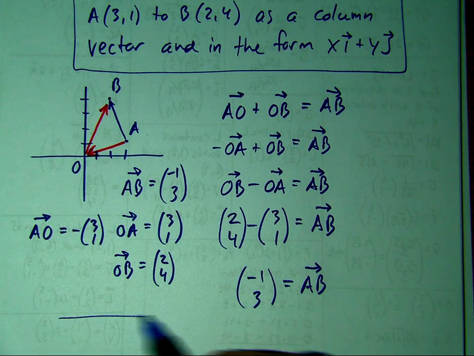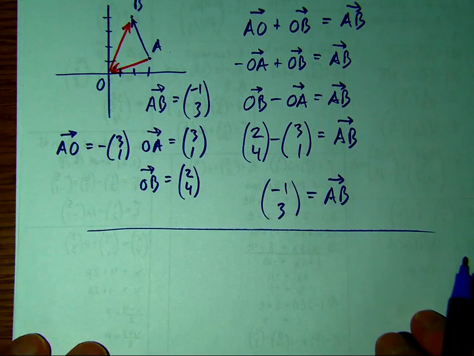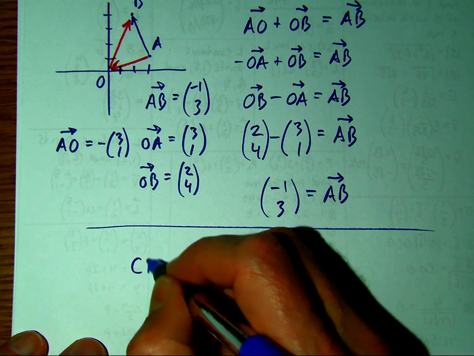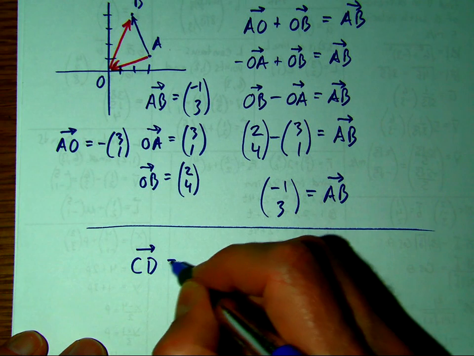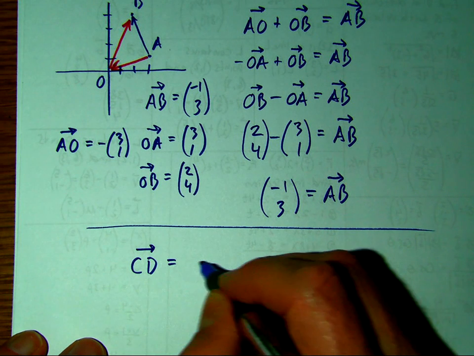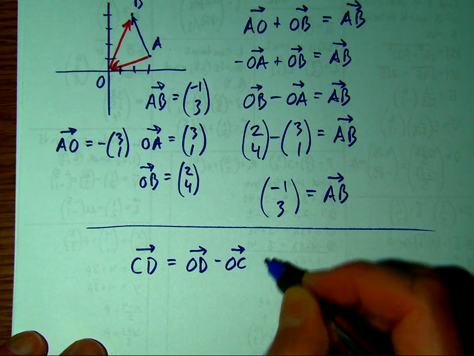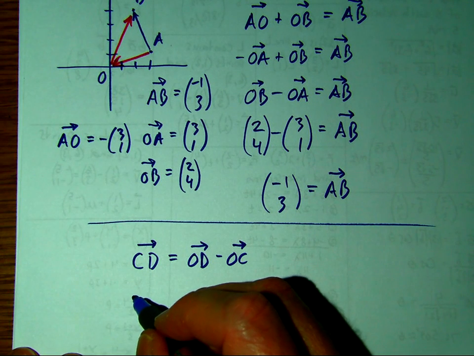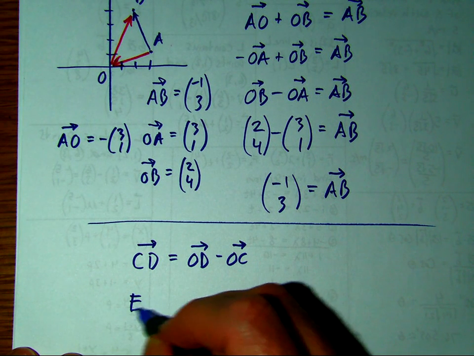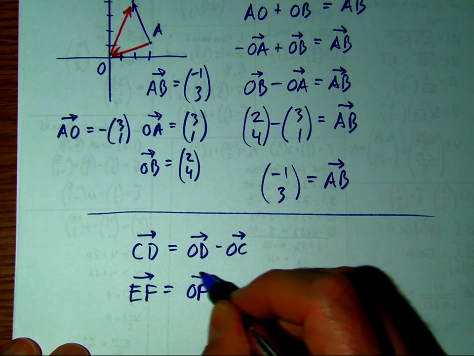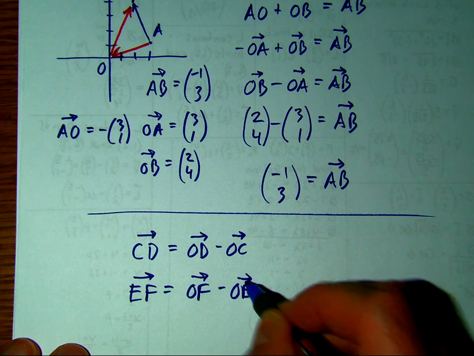And let's just make sure we remember that. If you want a vector from C to D, then you go D minus C. OD minus OC. If you want a vector from E to F, then you go F minus E. So there's the formula.